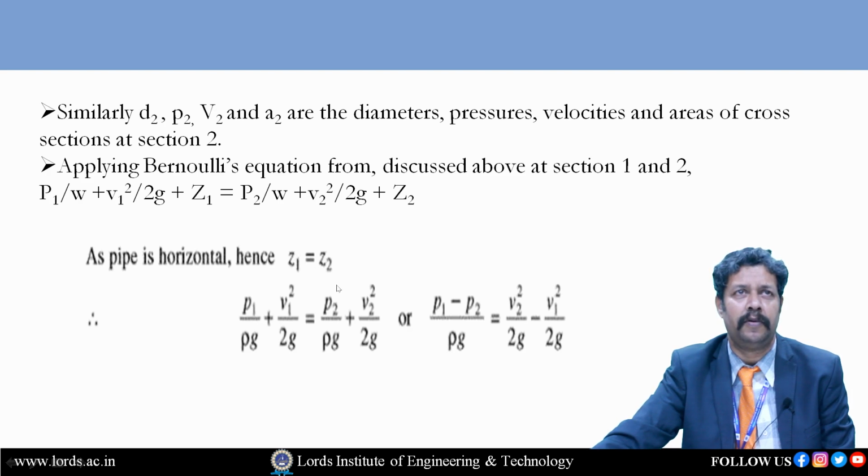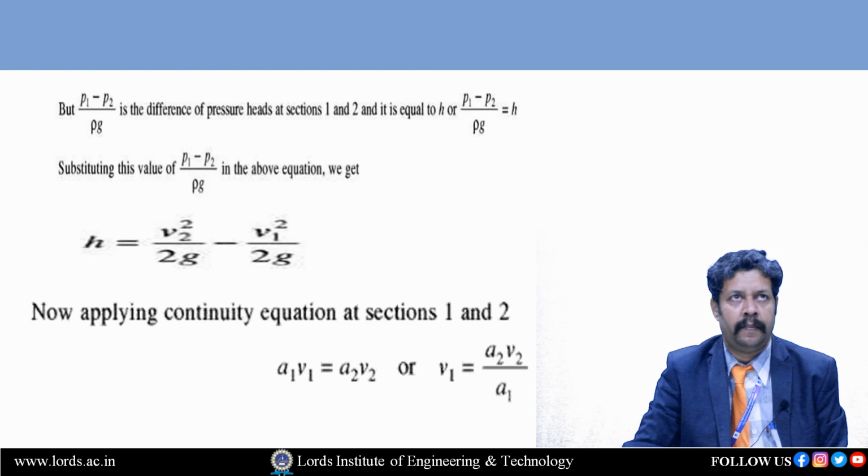We can cancel them on both sides. So P1 by W plus V1 square by 2G is equal to P2 by W plus V2 square by 2G, where W is equal to rho into G. So P1 minus P2 by rho G, or P1 minus P2 by W, is equal to V2 square by 2G minus V1 square by 2G. But P1 minus P2 by W is the difference between pressure heads at sections 1 and 2. It is nothing but small h. Small h is equal to P1 minus P2 by W.